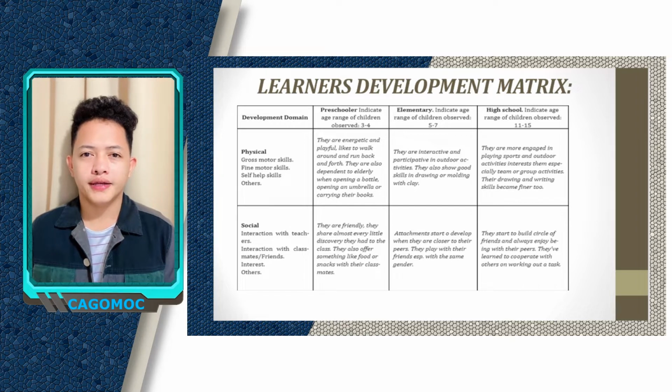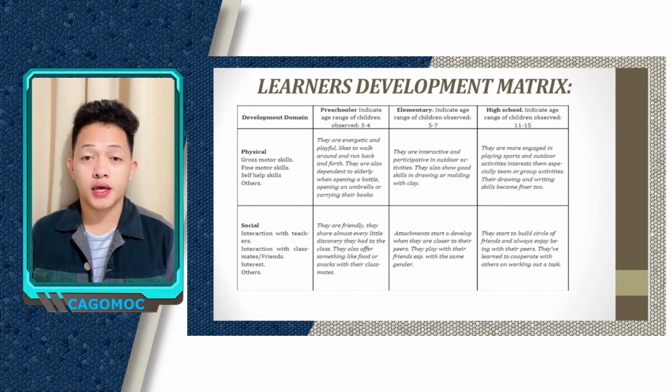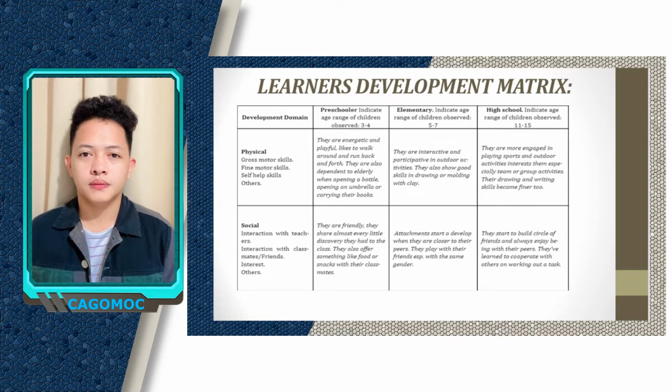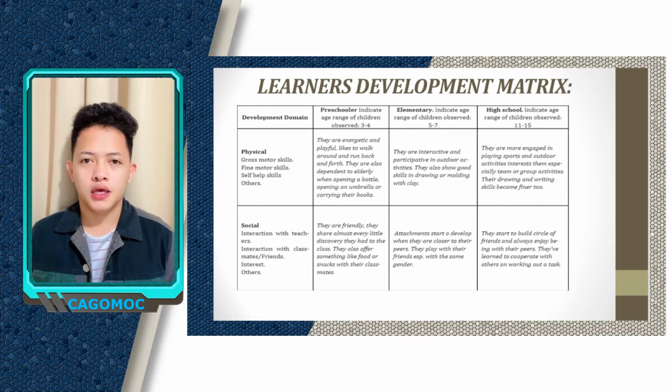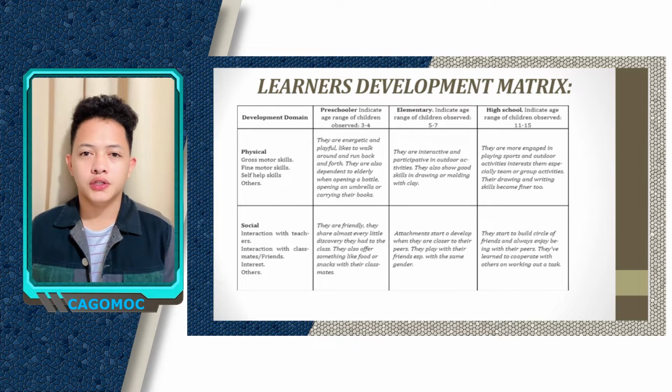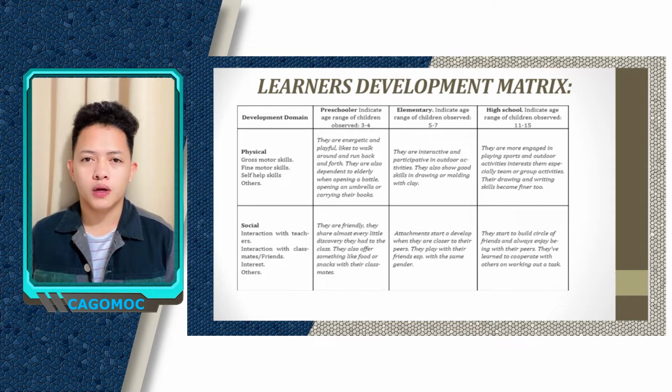For elementary, from ages 5 to 7, they are interactive and participative in outdoor activities. They also show good skills in drawing or molding with clay. For high school, from age 11 to 15, they are more engaged in playing sports and outdoor activities, especially team or group activities. Their drawing and writing skills become finer too.